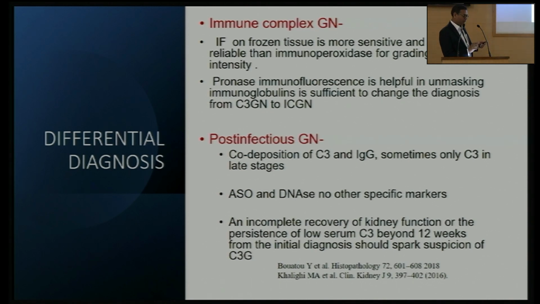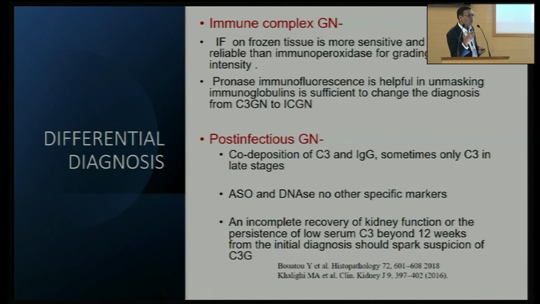Just as the previous speaker has mentioned, you should be able to differentiate C3GN from two important entities. One is immune complex GN, where you need to do immunofluorescence, and sometimes even give pronase to unmask the other immune complexes. That is important so you don't miss mainly the paraproteinemia.